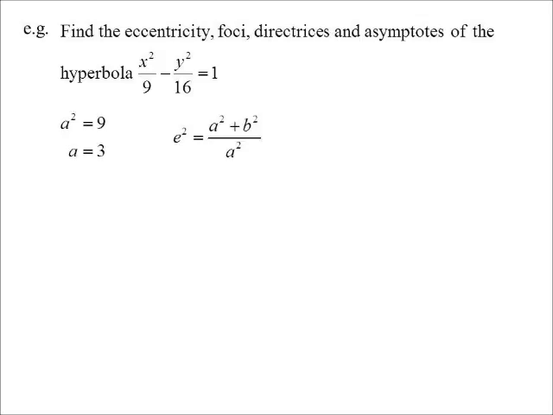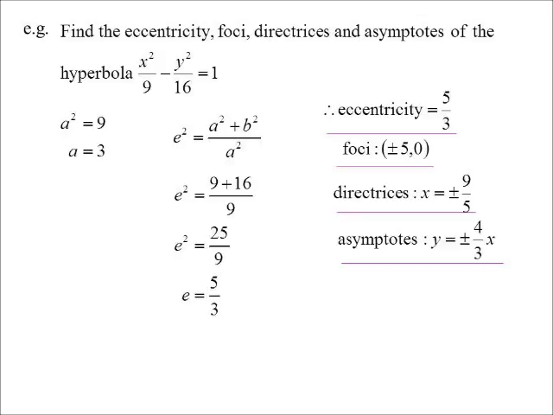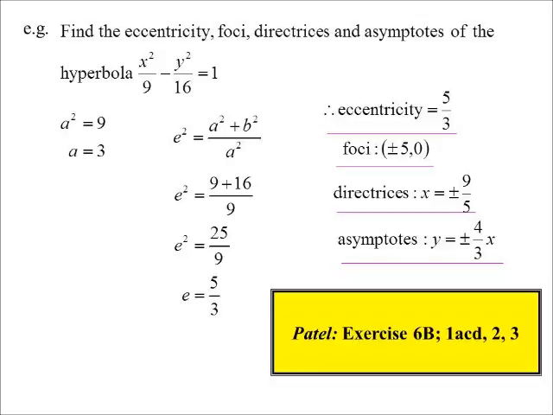Eccentricity, quick way of working it out, the square root of a squared plus b squared on a squared turns out to be 5/3. So eccentricity is 5 on 3. AE turns out to be 5, so there's our foci. Our directrix is A divided by E. But now we also have asymptotes, B divided by A. So plus or minus 4/3 x will be our asymptotes. And that's all I've got to say about that. Right.